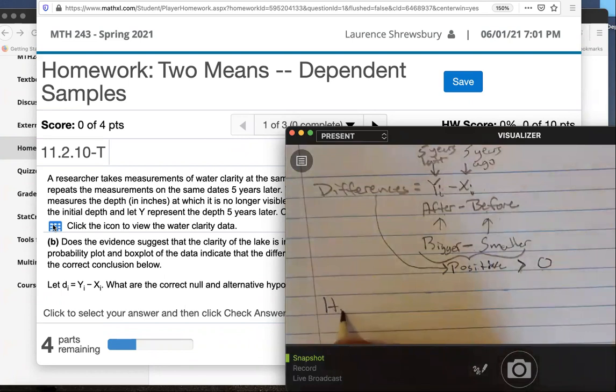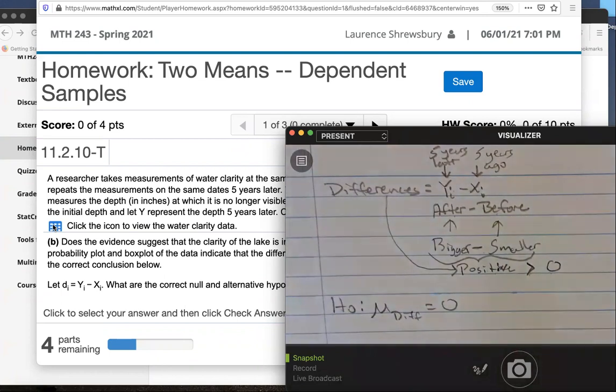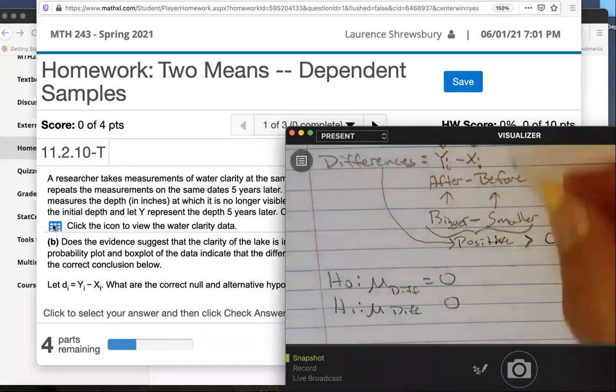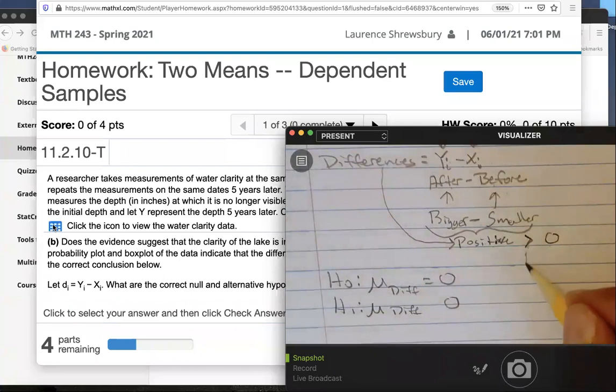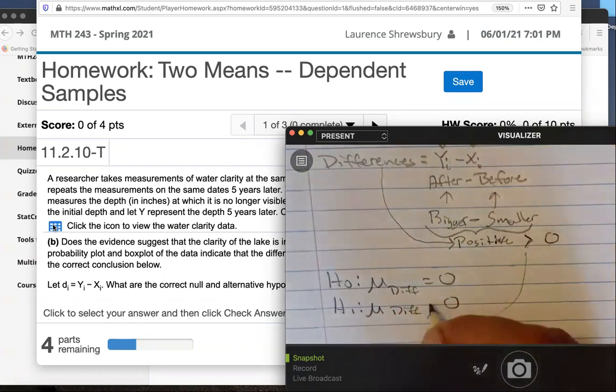So our null hypothesis is always that the population of differences equals zero. That's always your null, always, always. And then our alternative. Which inequality goes there? Well, that's what I did all of this work for, to figure out that my differences are going to be positive, so that this should be positive in there.